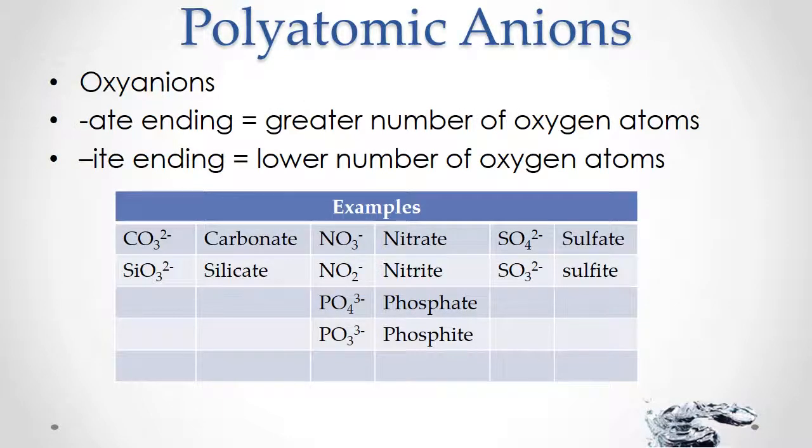While the cation seems simple, polyatomic anions can be quite hair-raising. Most of them are going to be oxyanions, a nonmetal with other oxygens attached to it. We use two types of endings: an ATE ending, which indicates the greater number of oxygen atoms present, or an ITE ending, which indicates the lower number of oxygen atoms present. For example, CO3 2- is carbonate. NO3 1- is nitrate, but NO2 1- is nitrite.